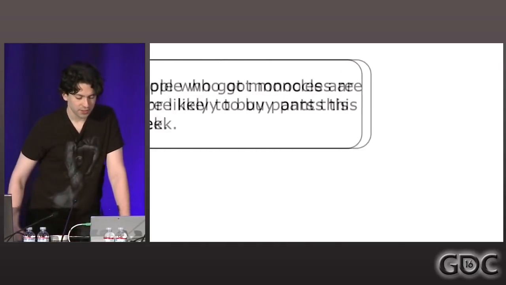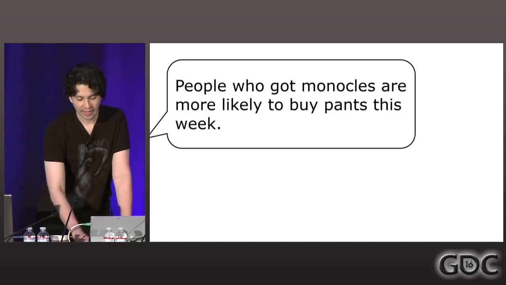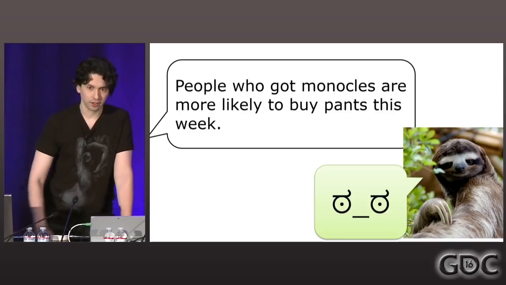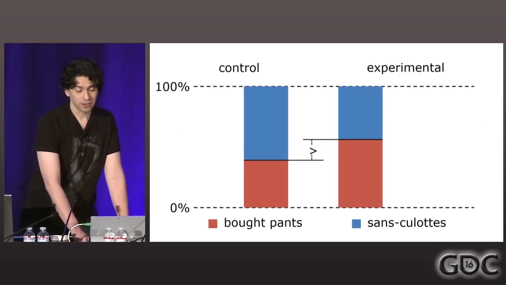We'll wait a couple weeks, and we'll see how many people from each group went on to buy pants at some point in the next couple weeks. What's my hypothesis? I'm hypothesizing that people who got the monocles are more likely to buy pants that week. And Fred's like, hang on a second. You're making an assumption here, and your assumption is that people who get monocles are more likely to buy pants. But you've got no data for that, right?